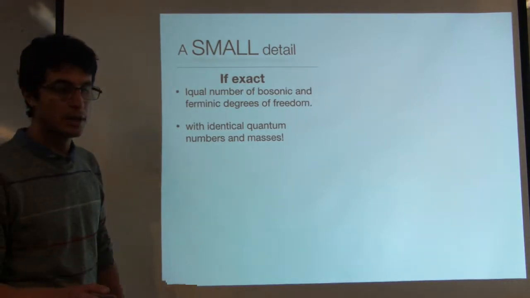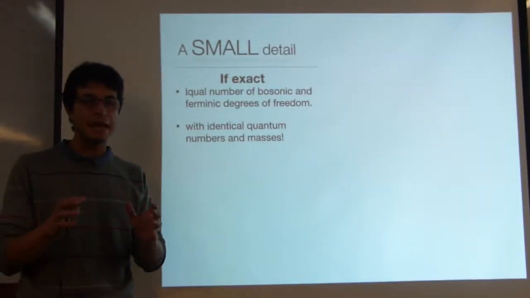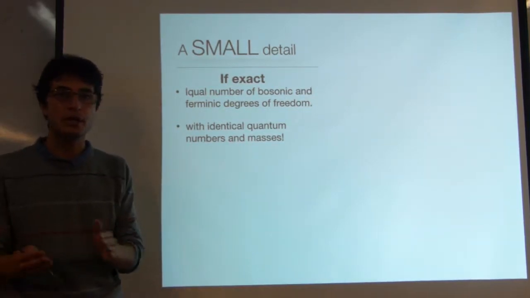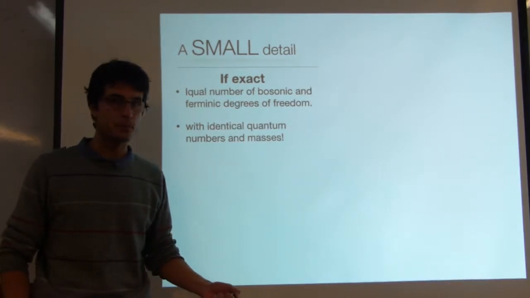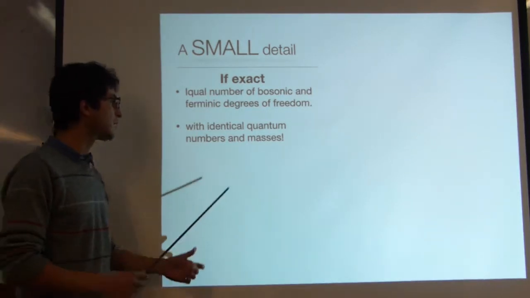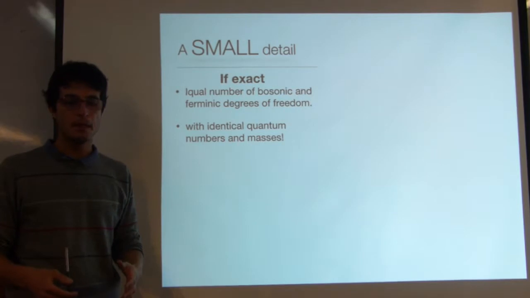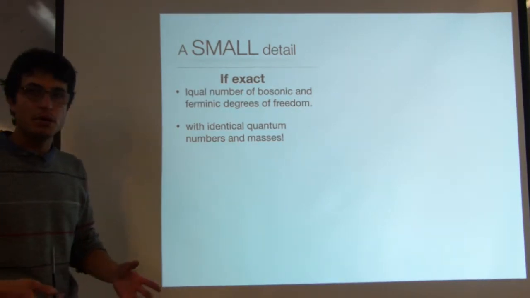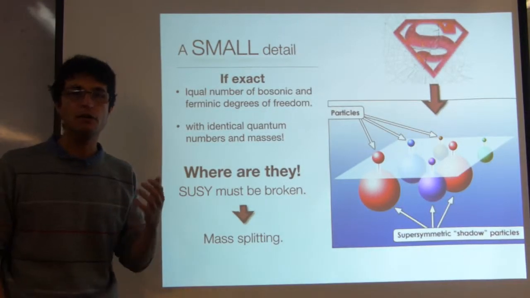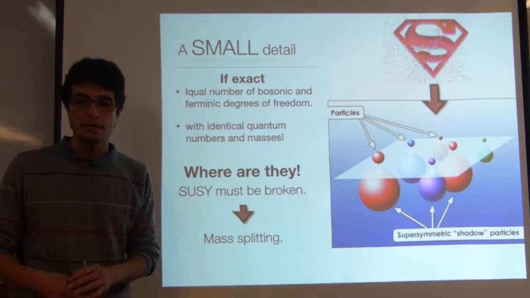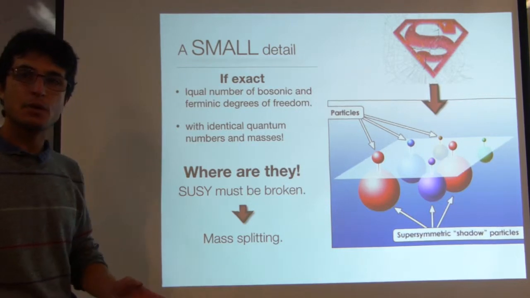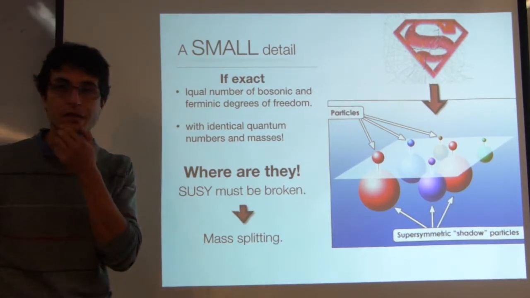However, there's a point. If supersymmetry is indeed an exact theory of nature, we have the same number of bosonic and fermionic degrees of freedom. Moreover, these degrees of freedom that are connected by the symmetry should have the same quantum numbers and the same masses. And that's the point, because if this is the case, we should see the superpartners of the standard model particles. For example, the electron should have a scalar partner that has the same charge and the same mass, but we haven't seen them.